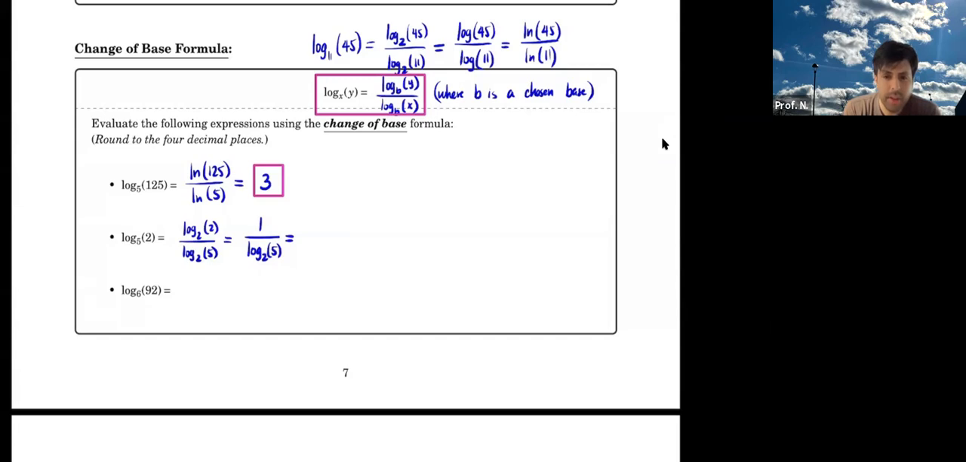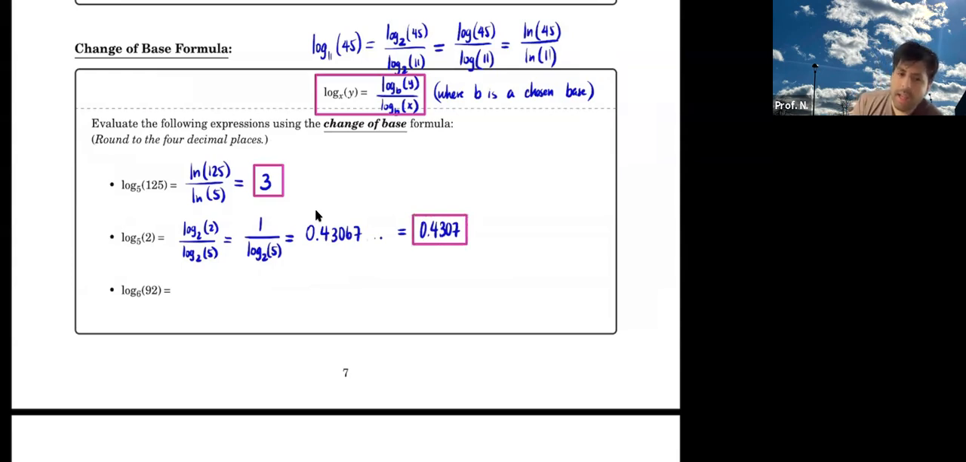Does everybody know how to use your calculator for this? You got a fraction? You should get a decimal. The decimal is 0.43067, right? And if you round it to the nearest 4 decimal places, then you should get 0.4307. You see that? And let's look at the next one.